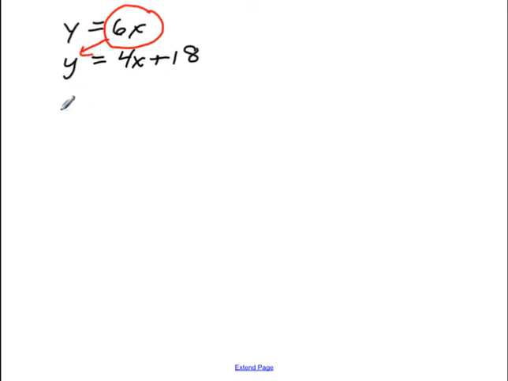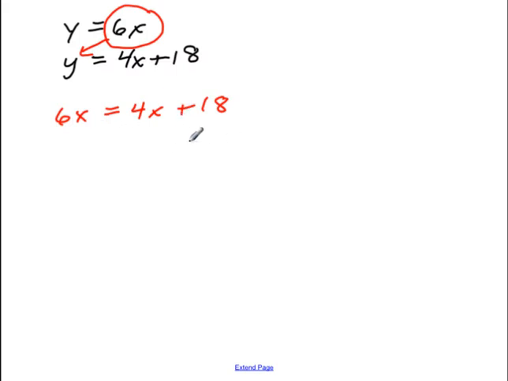Let's go with y equals 6x and y also equals 4x plus 18. Now in this case we're saying y equals 6x and y equals 4x plus 18. So really what we can do is rewrite this. We're going to substitute 6x into the position of y in the second equation. So I'm going to get 6x equals 4x plus 18.